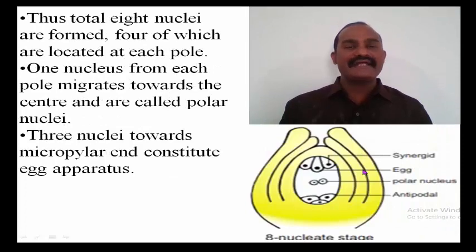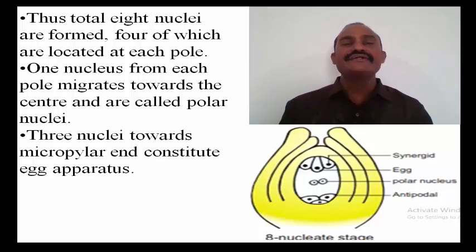At the end of the development, you have 8 nuclei, out of which 4 are located at each pole: 4 towards the micropyle and 4 towards the chalazal end. Mind it well, at the micropylar end 4 nuclei are present, at the chalazal end 4 nuclei are present, but 1 from each pole moves towards the center. These nuclei migrate towards the center, and they are called polar nuclei.